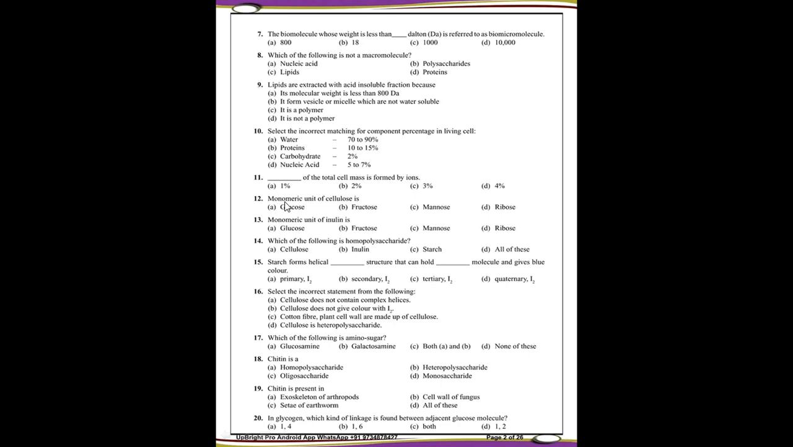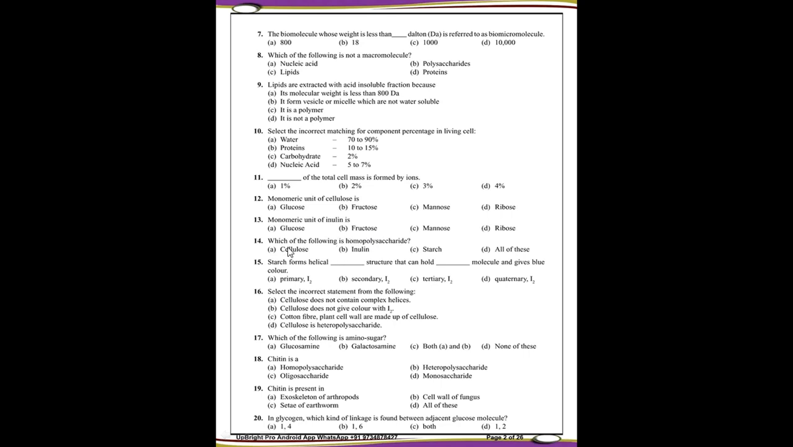The monomeric unit of cellulose: cellulose is basically made of glucose. Cellulose is a polysaccharide made of glucose monosaccharide units. The monomeric unit of inulin: inulin is also a polysaccharide, and fructose is the monomer of inulin. Let's take note of that.